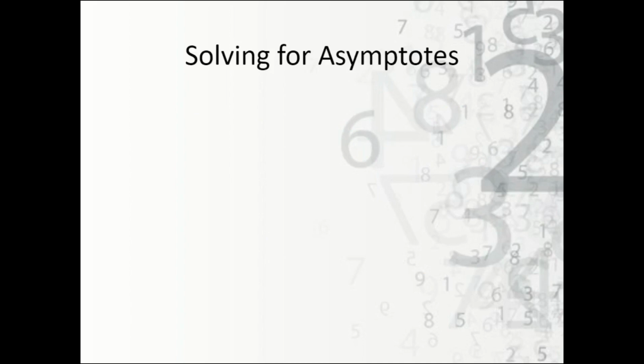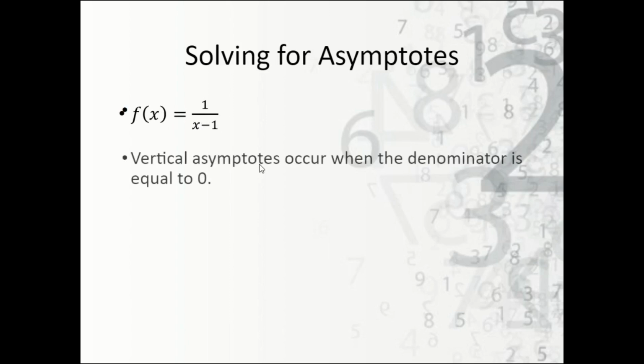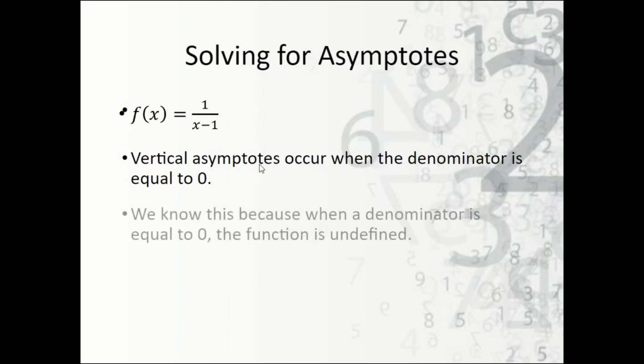So let's talk now about how we can solve for asymptotes. Well, if we're given a function like this, f of x is equal to 1 over x minus 1, what we need to do is recognize where the vertical asymptotes occur. And they occur when the denominator is equal to 0. We know this, again, because when the denominator is equal to 0, the function would be undefined.